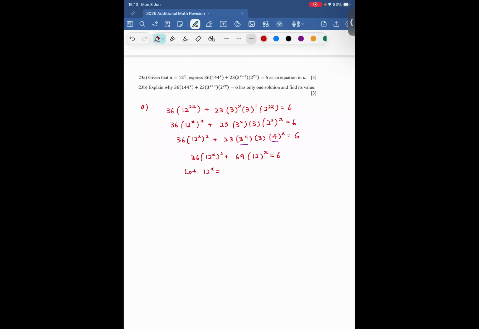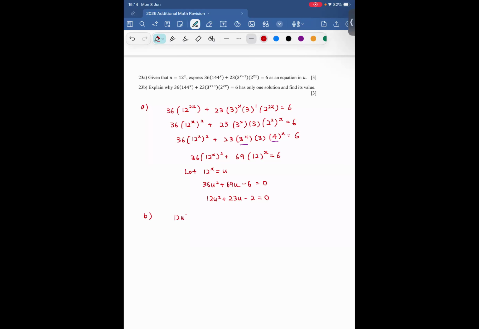So let 12 to the power x be u. This will become 36u squared plus 69u minus 6 equals to 0. Well, we divide by 3 throughout lah. Okay, so that's part A answer. Give this as an equation in u. Explain why this equals to 6 has only one solution.